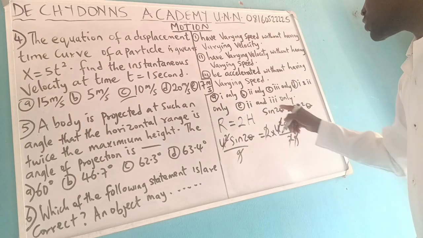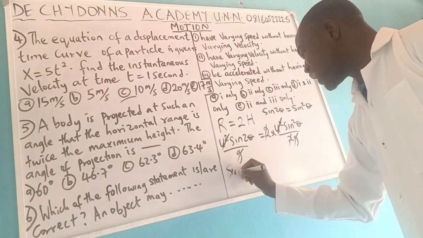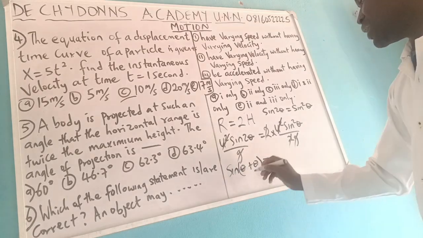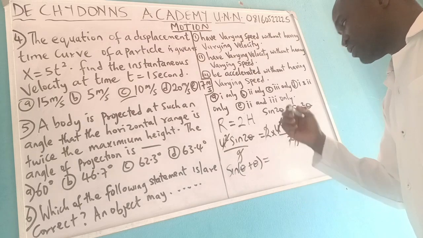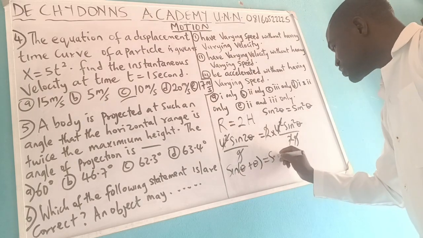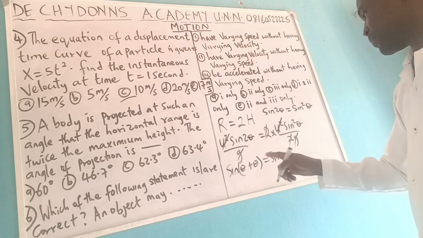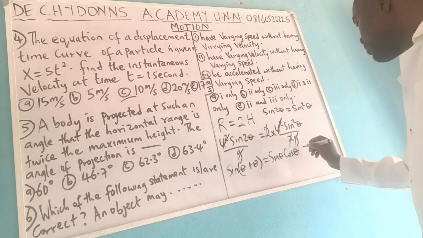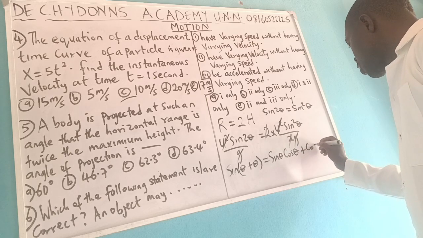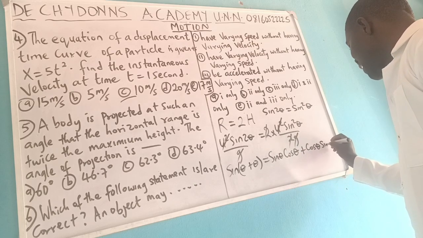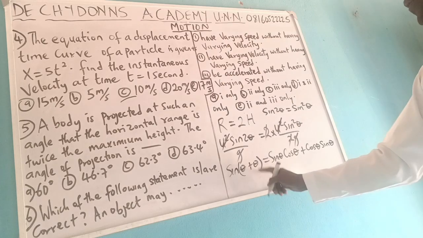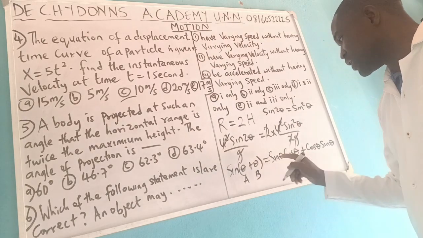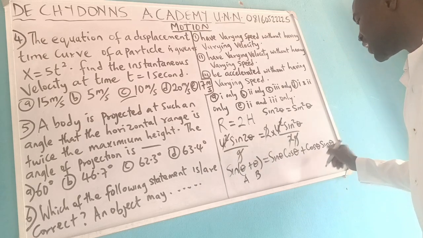First and foremost, sine 2 theta means sine of theta plus theta, like sine(A + B), which equals sine theta cos theta plus cos theta sine theta. This is from the three ratios, where we have this to be A and this to be B: sine A cos B plus cos A sine B.